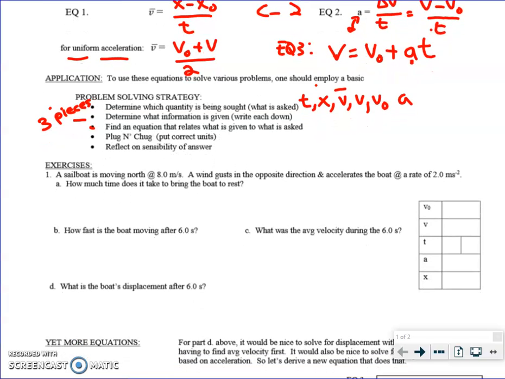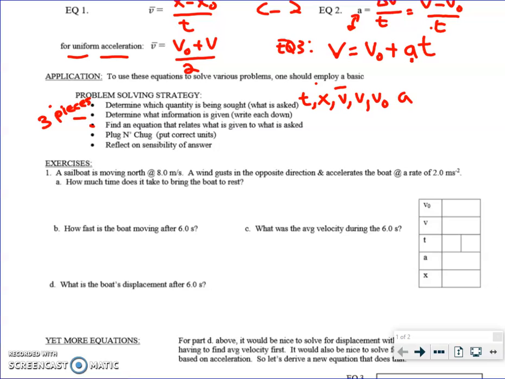Part of helping you organize all that is a table that I've set up here, where we can look at all the possible variables and fill in the information so that it's right before us to help us choose the proper equation. Okay, so let's do a problem.